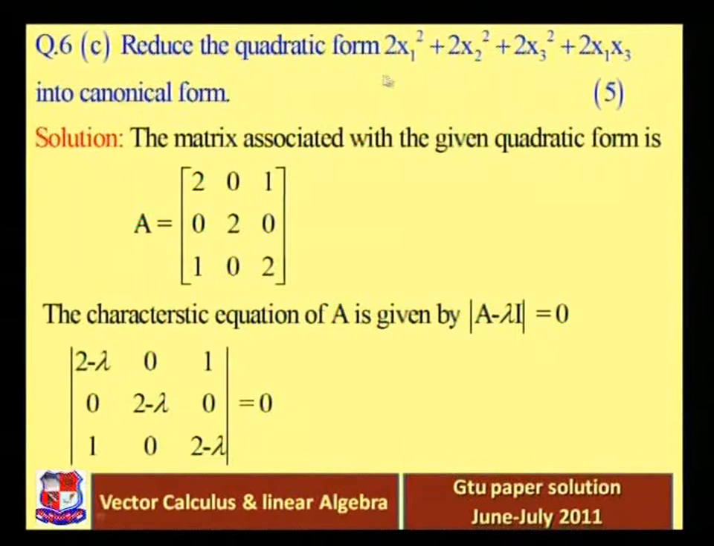Reduce the quadratic form 2x1 square plus 2x2 square plus 2x3 square plus 2x1x3 into canonical form, right? Here the matrix associated with the given quadratic form is 2 0 1.